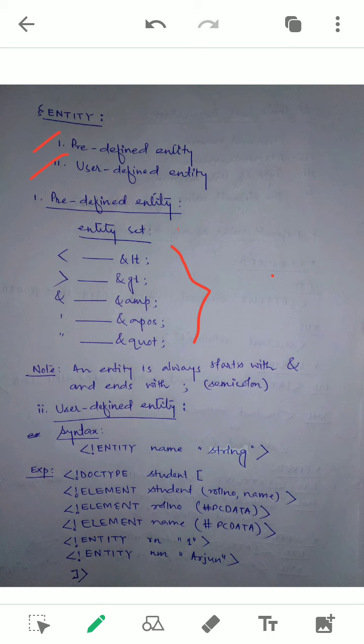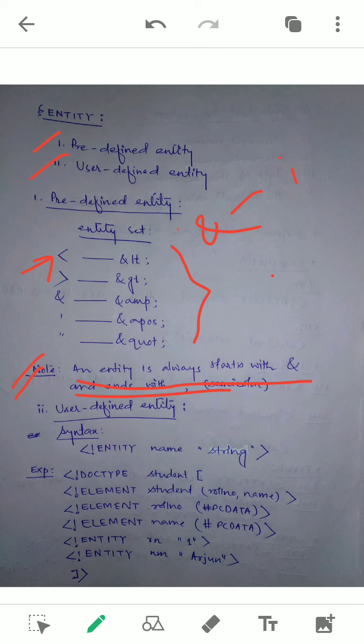So here you see entity sets. If you want to display less than, you have to write LT, less than, LT. Clear? But before writing any entity set, you see there are 2 symbols used. Note it, I have written here: an entity always starts with an ampersand and ends with a semicolon. Ampersand, then the name of the entity, and at last a semicolon. This is the rule to define an entity, whether you are writing a predefined or user defined entity.